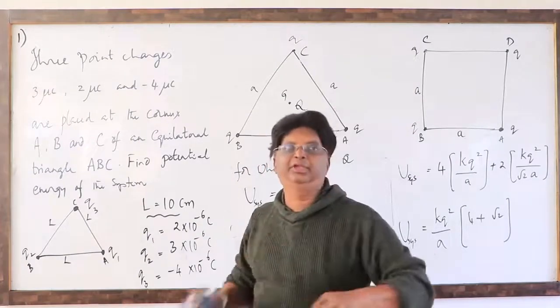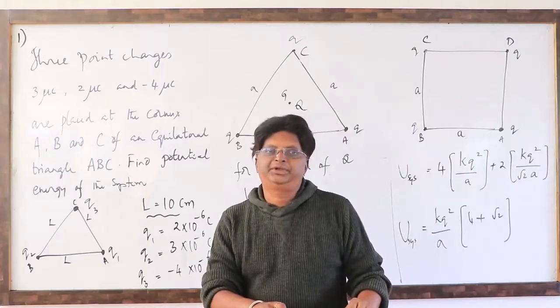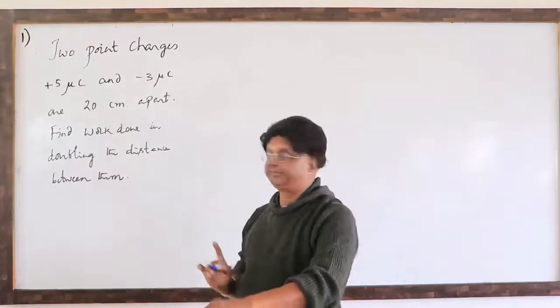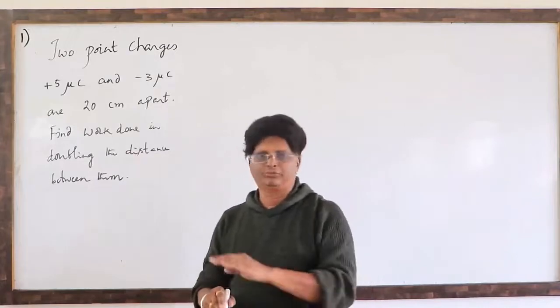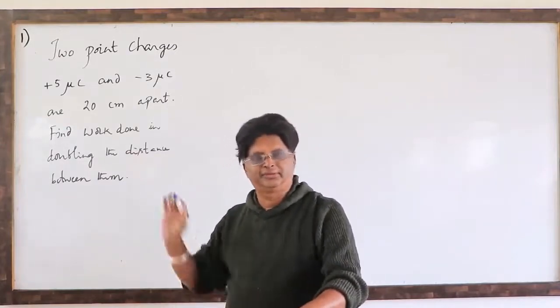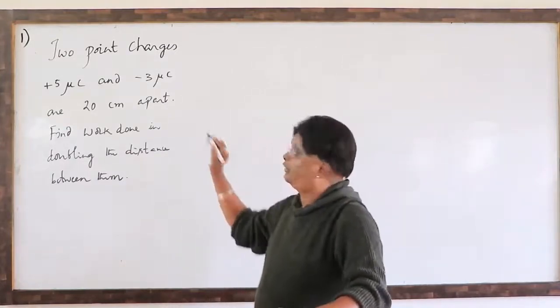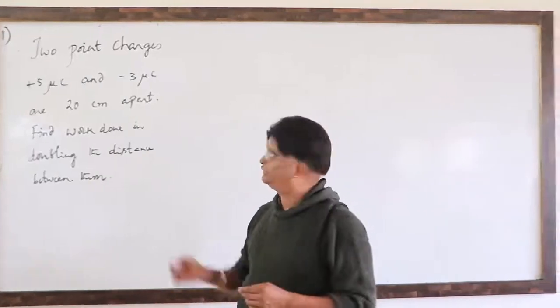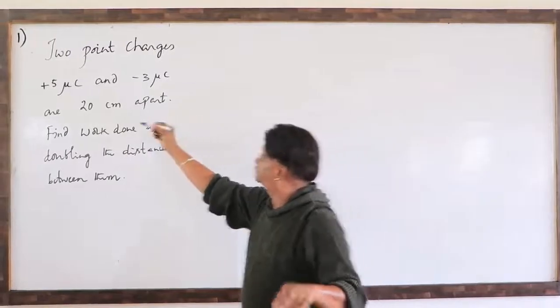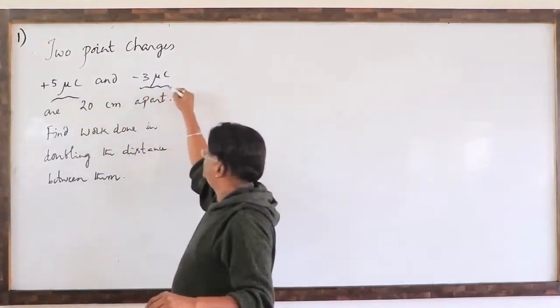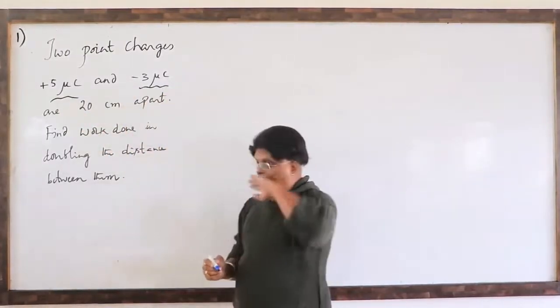Okay, now let us see in our next board what the other examples are. Friends, this example is another model you can take for all types of your challenges. This will be a good one. 2 point charges are given, with numbers: a positive 5 microcoulomb and a negative 3 microcoulomb. They are separated by 20 centimeter.